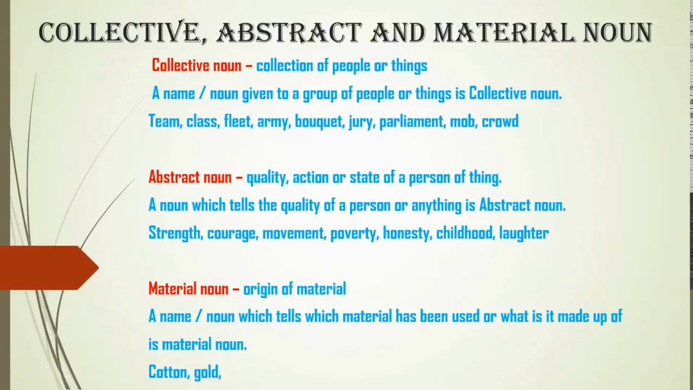Whereas movement tells about action. Strength, courage, poverty, honesty tell about quality or state. Poverty can be considered under the state of a person. What is his condition? His condition is he is in poverty.